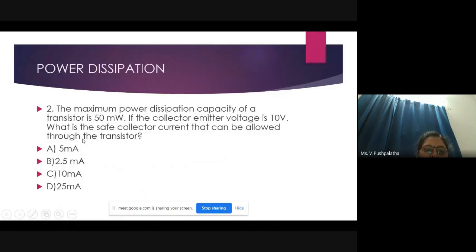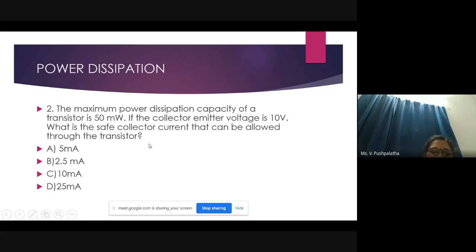Now we'll go to the second question. The second question is: the maximum power dissipation capacity of a transistor is 50 milliwatt. If the collector emitter voltage is 10 volt, what is the safe collector current that can be allowed through the transistor? I repeat, the maximum power dissipation capacity of a transistor is 50 milliwatt. If the collector emitter voltage is 10 volt, what is the safe collector current that can be allowed through the transistor?